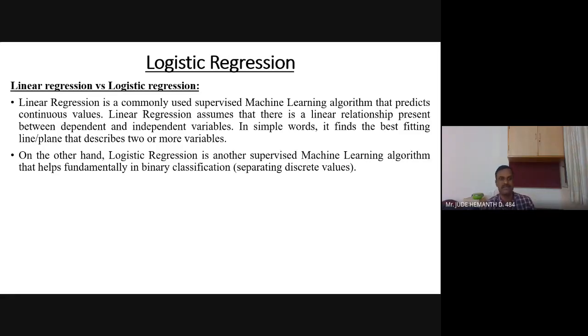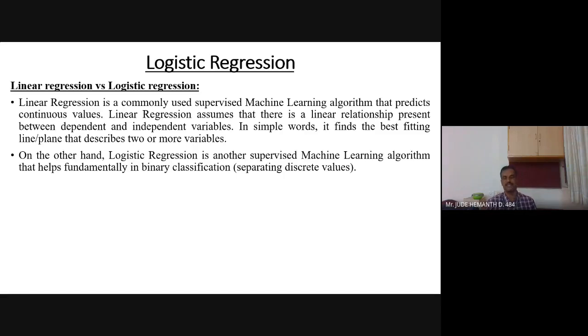Interestingly, the statement which I'm going to give you is contradictory to what I have told you earlier. Logistic regression is another supervised machine learning algorithm that helps fundamentally in binary classification. Right? I never told you that regression can be also used for classification, because regression is different, classification is different. But in regression, we have done a modification, which I'm going to call logistic regression, which is actually used for classification applications. Right?